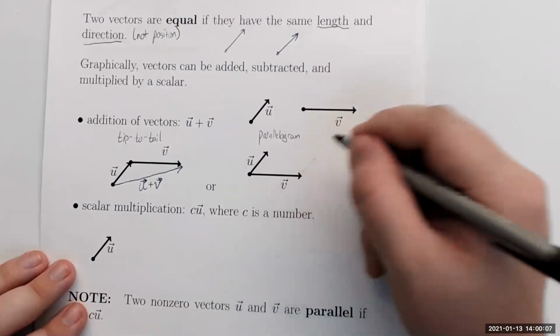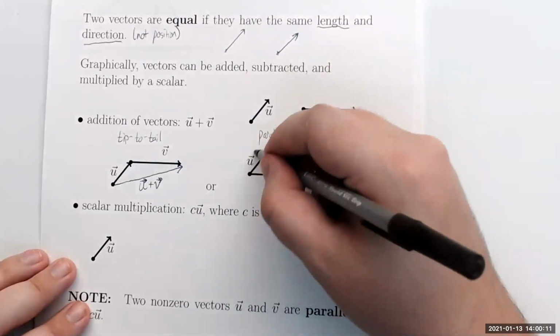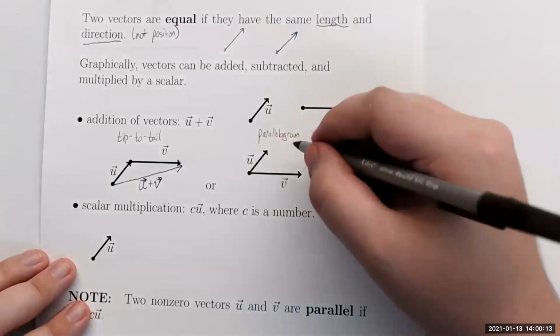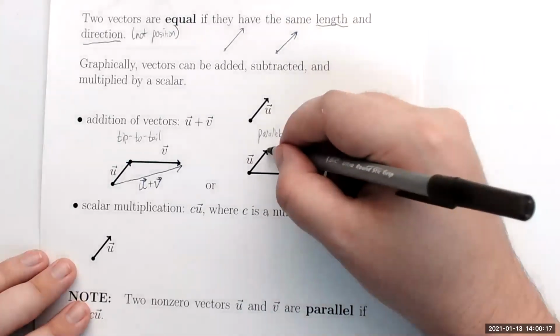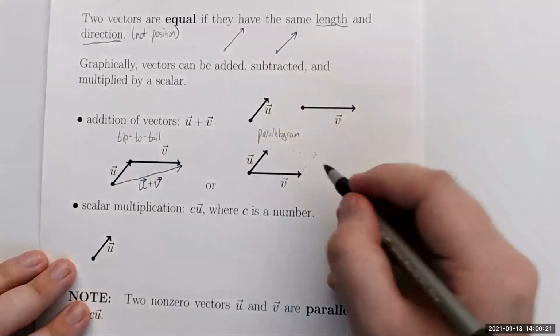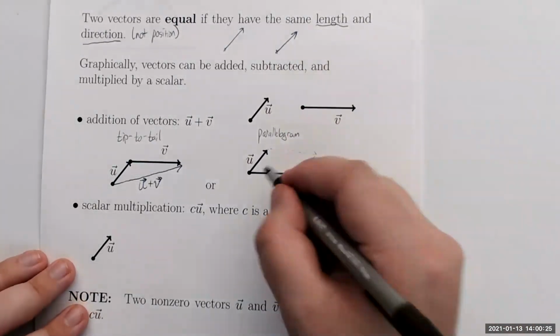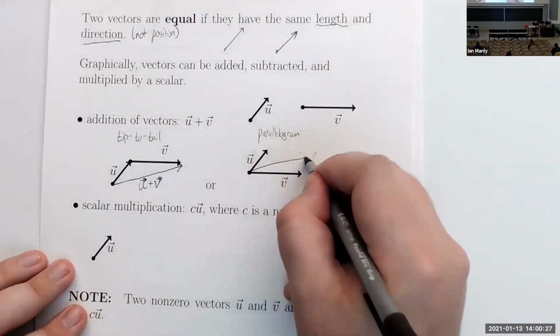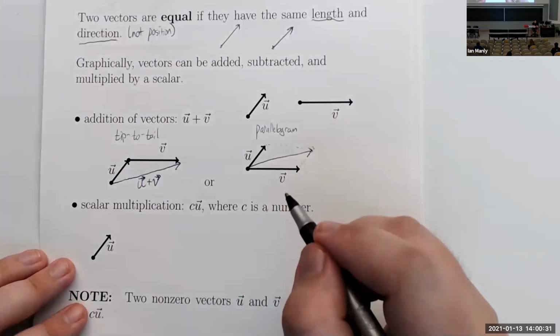Parallelogram. So what we do is we have both of the vectors joined at the same point, and we make copies of them. One at the end of the first vector here, and wherever these lines cross like this, there's going to be a vector going diagonally.